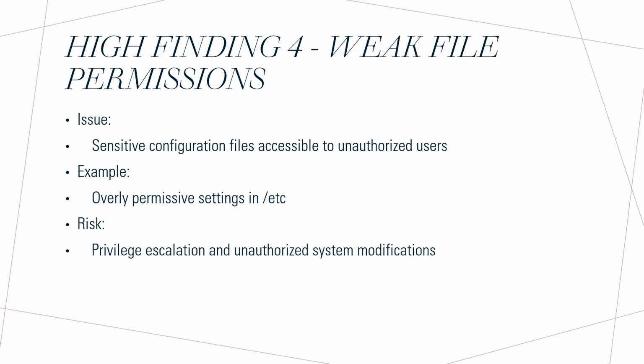For the fourth high finding, weak file permissions were identified as another critical vulnerability. Files in sensitive directories like /etc were accessible to unauthorized users. This oversight can lead to privilege escalation, allowing attackers to gain higher level access and modify critical system settings.